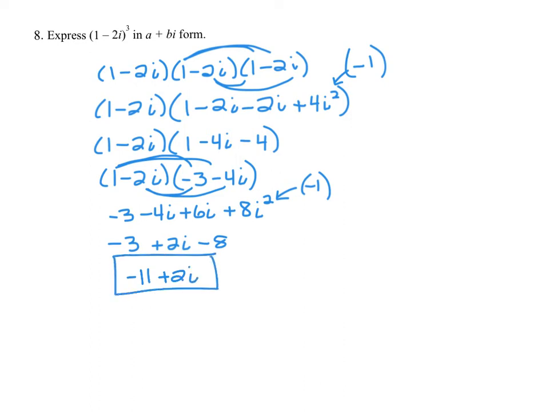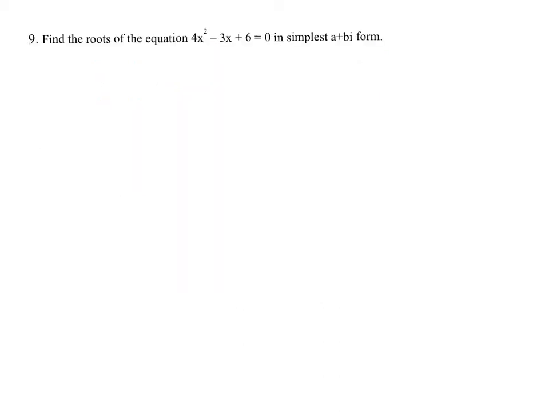Now I want to point out, because they say to write it in a plus bi form, you want the term with the i second. So if you had written this as 2i minus 11, just reverse the order. It should be negative 11 plus 2i.